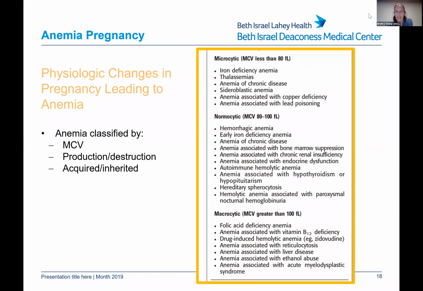And when we think about a macrocytic anemia, an MCV greater than 100, we think about folic acid deficiency, vitamin B12 deficiency, and those are two tests that we can very readily get during our workup for anemia in pregnancy. Anemia with liver disease, anemia associated with alcohol abuse too, which I do ask if I see a macrocytic anemia during pregnancy. I always want to make sure that we screen our patients for alcohol use in pregnancy as well.